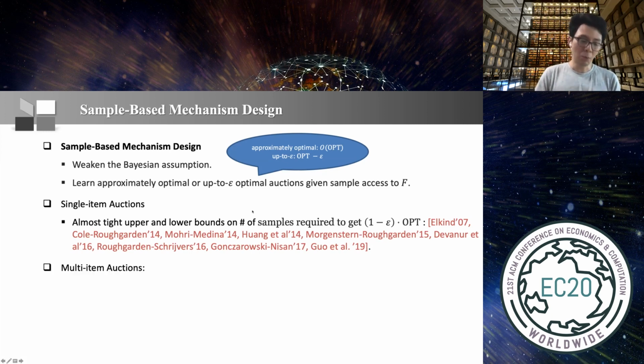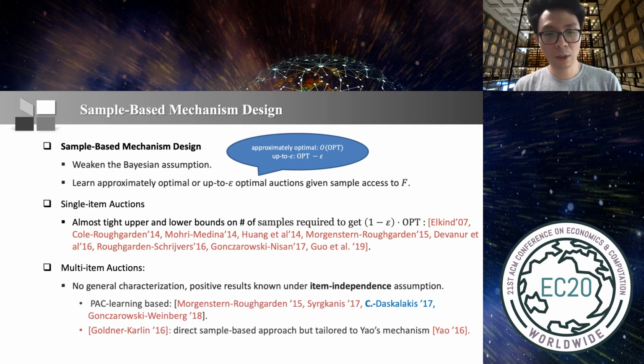How about for multi-item auctions, which is the setting we care about? Due to the lack of general characterization, results are sparser, but there are still some interesting positive results known. All are under an extra assumption called item independence, which means every bidder in this auction will have independent values across the items. Most of the results here are obtained using a PAC learning-based approach. I will say more about this approach in the next slide. There is one exception by Goldner and Carlin. The result is directly sample-based, but tailored to a specific mechanism.